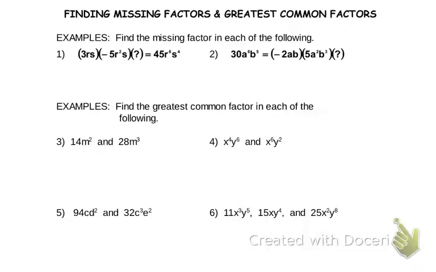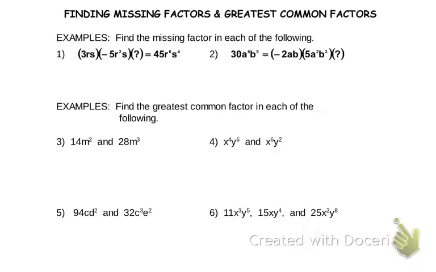So we're just identifying that greatest common factor, looking at these with variables, all that good stuff. If you'll notice here on this first example, all we're doing is finding missing factors. Missing factors are when we have three things multiplied that give us something else. So basically what we're going to be doing is dividing.